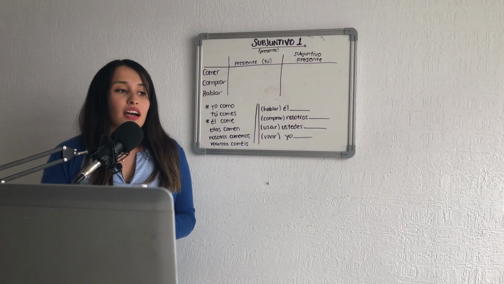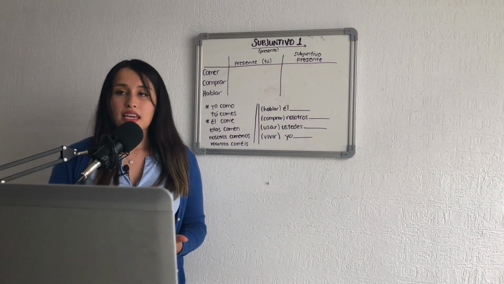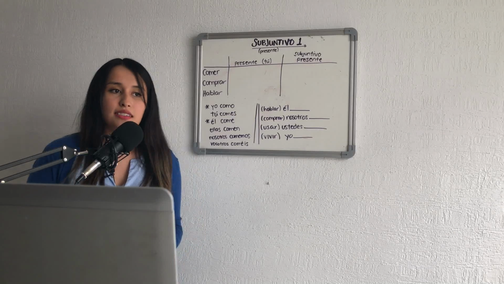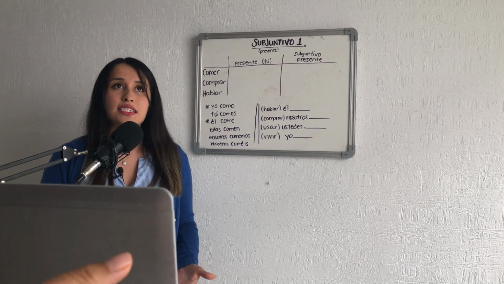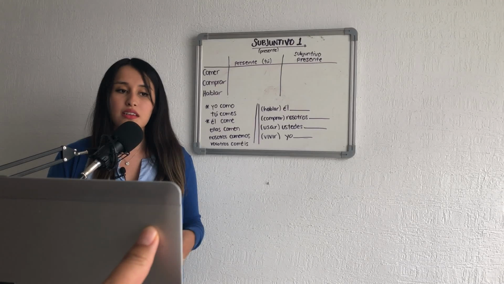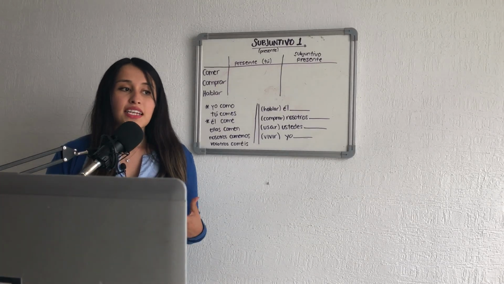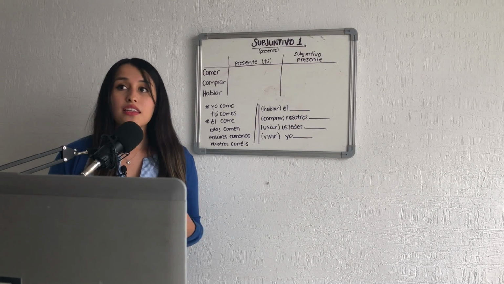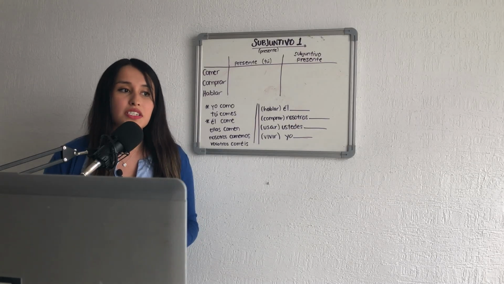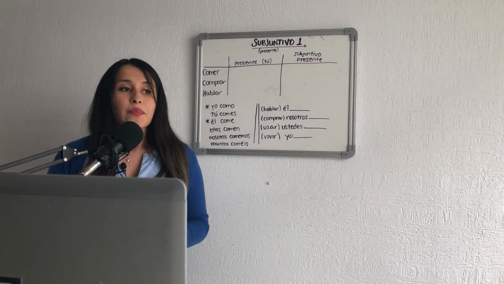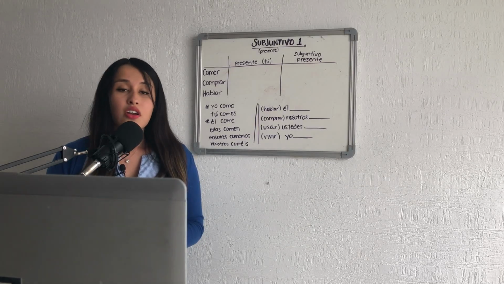Now, subjuntivo doesn't really exist in English, for example. It exists in other languages such as Portuguese, Italian, and French, the ones that belong to the same family as Spanish. But the fact that it doesn't exist in English makes it really hard for English speakers to understand at first. So subjuntivo is another conjugation.